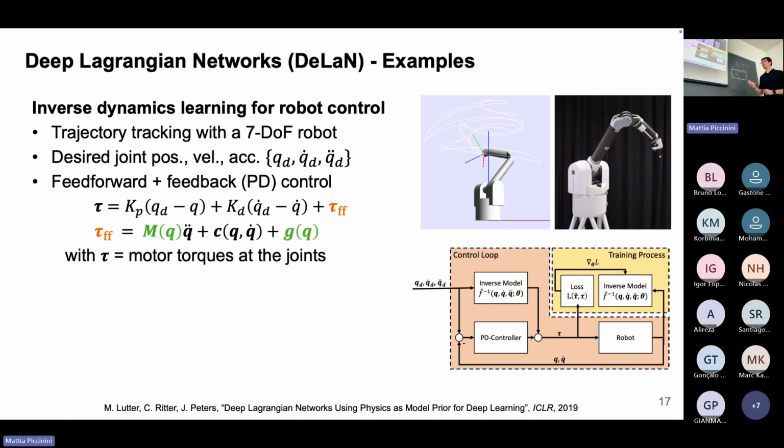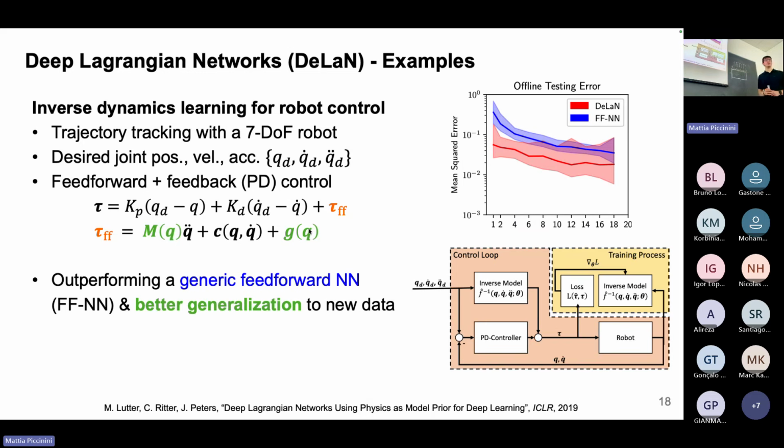So yeah, they showed the approach was quite effective. They were outperforming a general purpose feed-forward model. There you see the training function. Basically, the proposed approach had a lower loss in this case, and it was also generalizing better to new data.